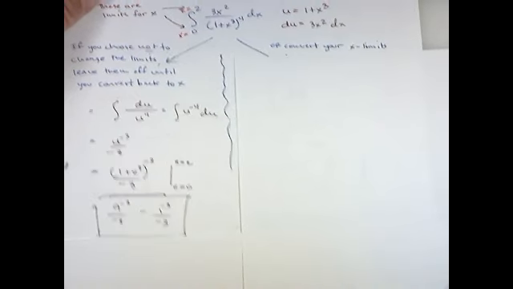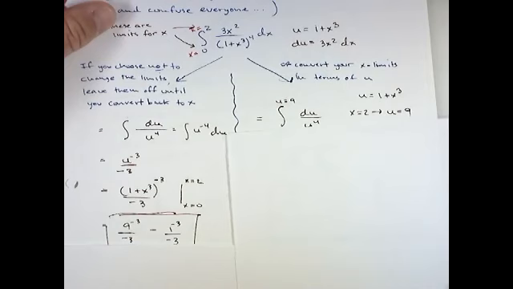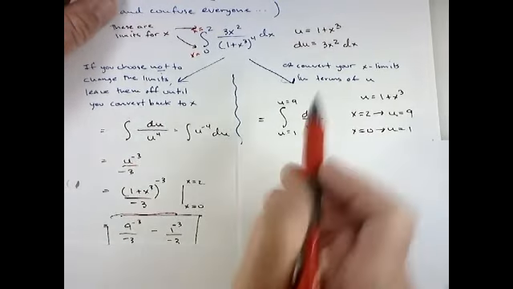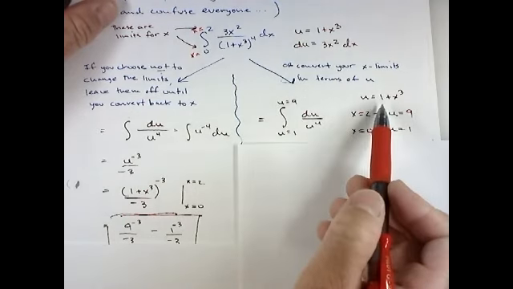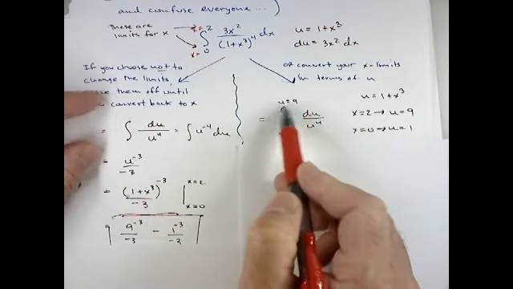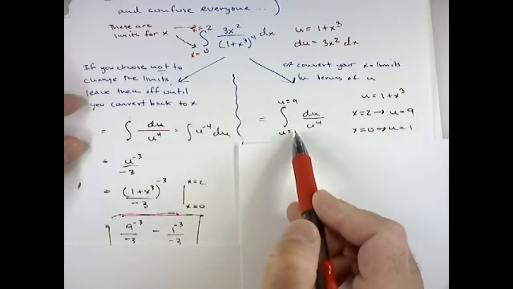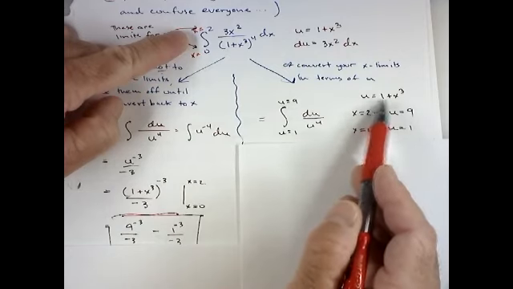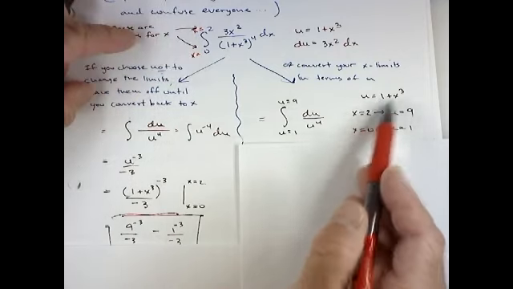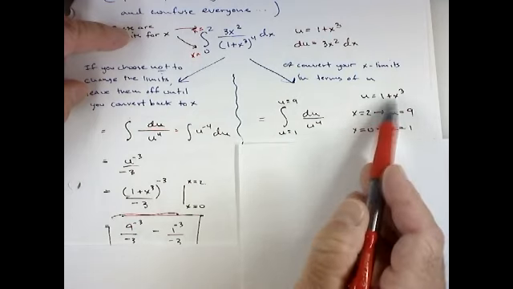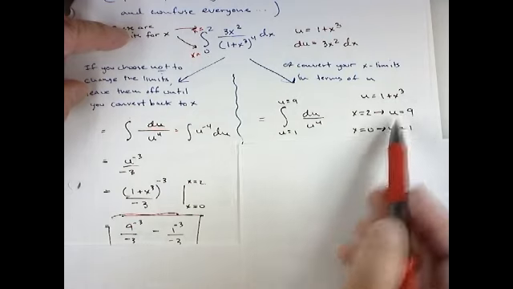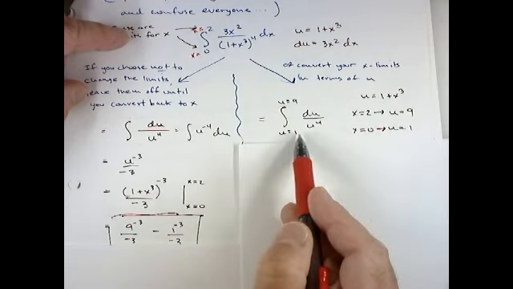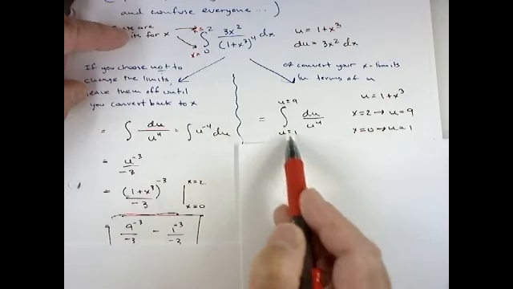Now the other option is to convert your limits in terms of u. And how you do that, okay, if we convert these limits in terms of u, then that's fine. So what you do is you take your limits. So when x equals 2, if this is your u substitution, if u equals 1 plus x cubed, if you plug in 2 there, 1 plus 2 cubed gives you u equals 9. When x is 0, 1 plus 0 cubed gives you u equals 1. So you can put 1 to 9 there for u.